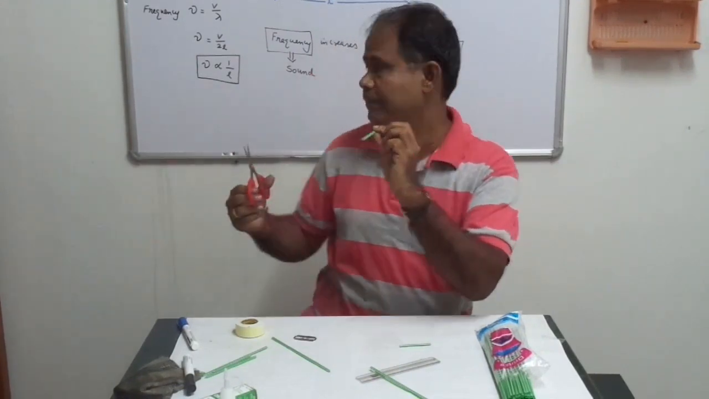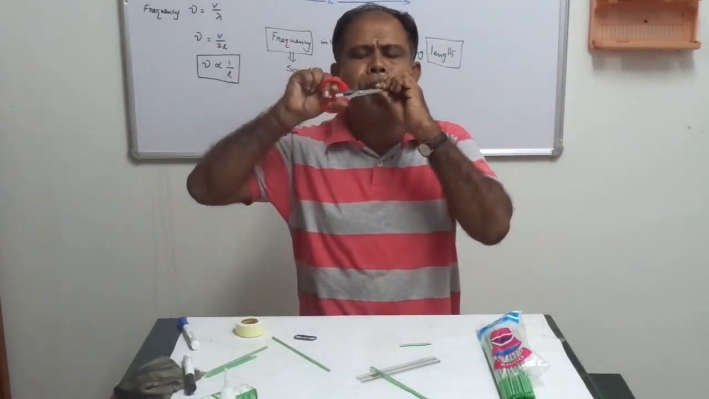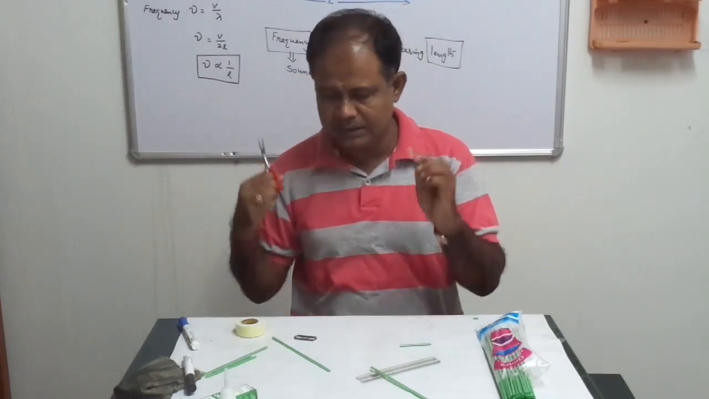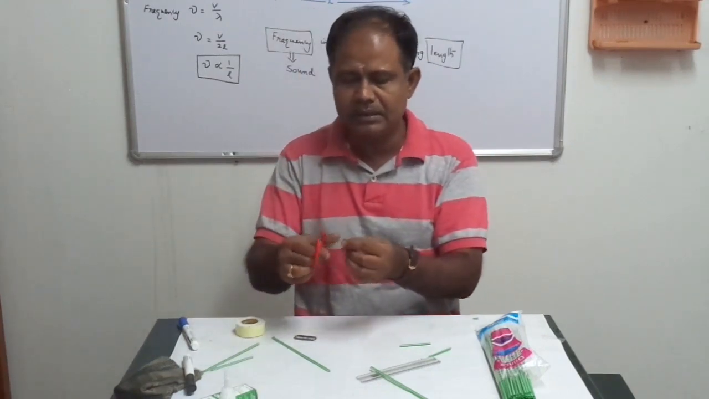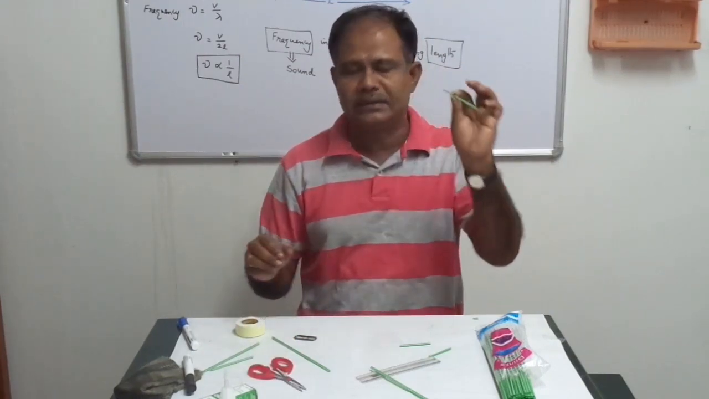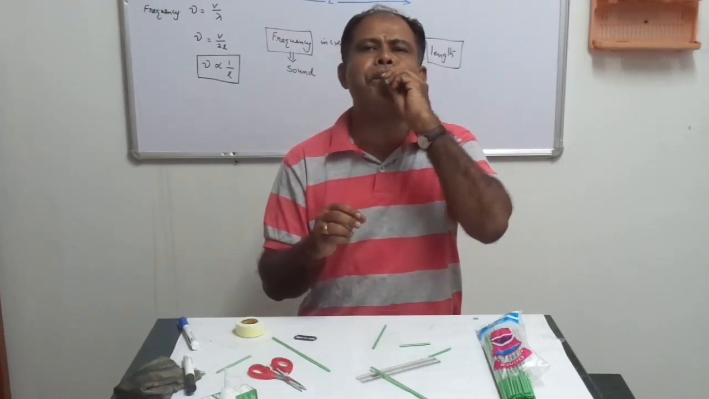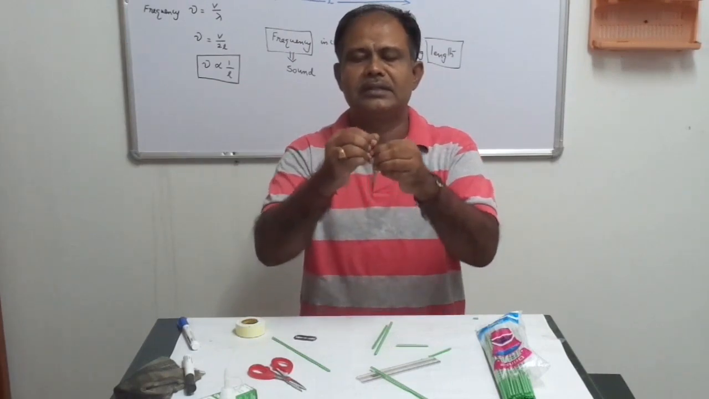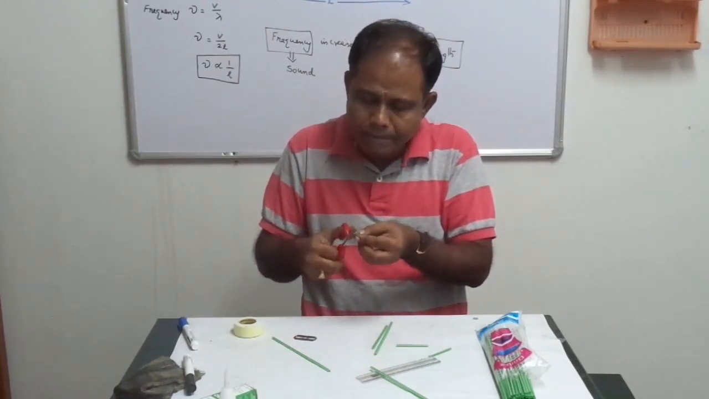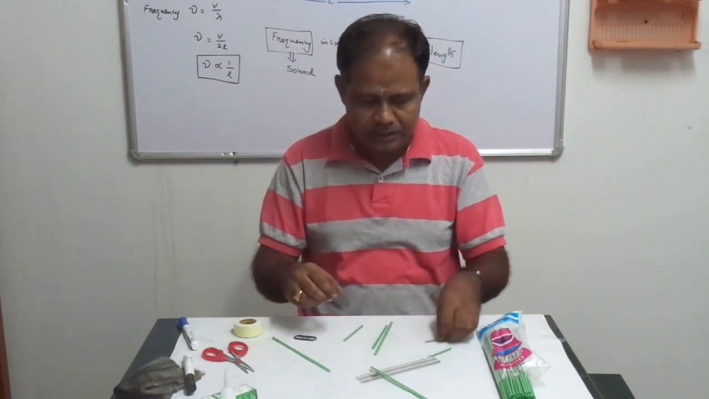Sound is increased. That is the frequency. The sound increases by decreasing the length. Thus the sound is decreased. In the same manner, another one: the edges are sharpened. So sound is produced. This is a larger length than this one. Again, this is small in length. The edges are very sharp, so the sound is changing.